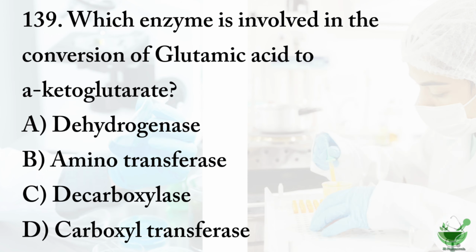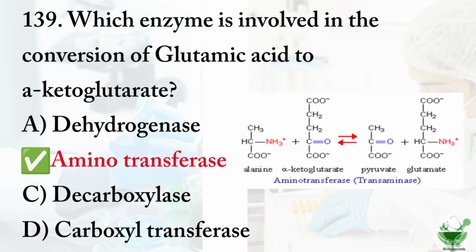Then question number 139. Which enzyme is involved in the conversion of glutamic acid to alpha ketoglutarate? Option A, dehydrogenase, option B, aminotransferase, option C, decarboxylase, and option D, carboxyl transferase. The correct option is option B, aminotransferase.